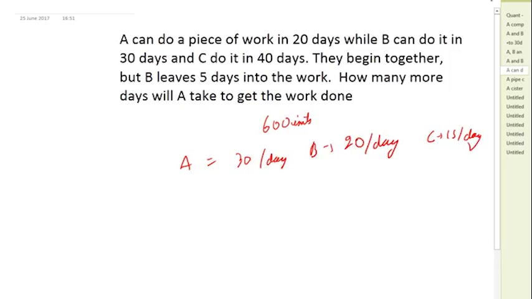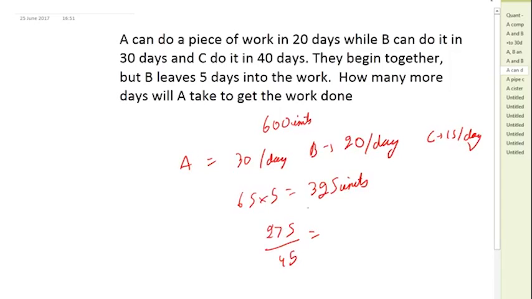They begin together and work for 5 days. So in 5 days, they're able to do 65 into 5, or 325 units of work, right? And then B leaves. So now the remaining 275 units of work is done by only A and C, who combined do 45 units. So 275 by 45 will be the answer.